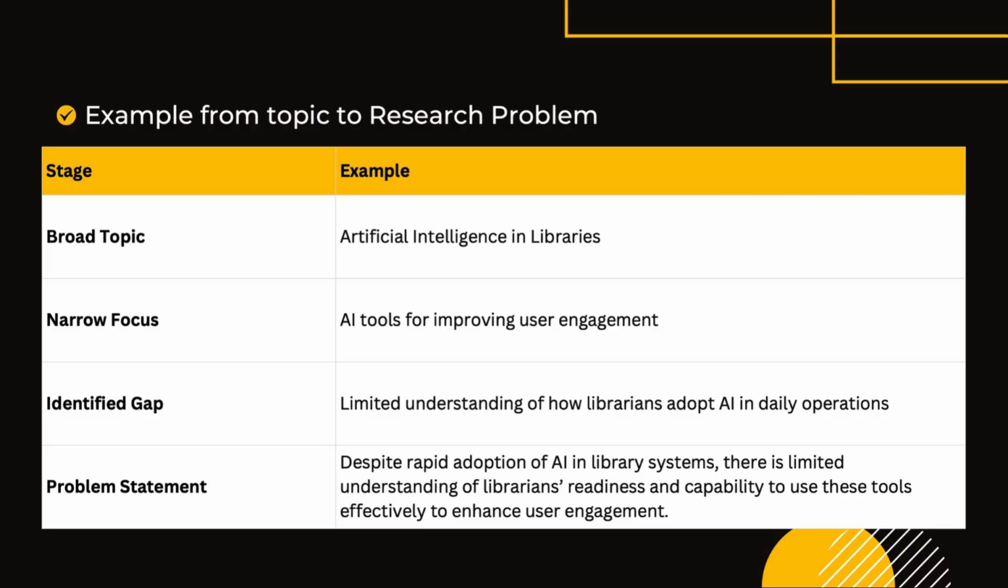Stage 4. Problem statement. Now we can form a clear and concise problem statement. For example, despite the rapid adoption of AI in library systems, there is limited understanding of librarians' readiness and capability to use these tools effectively to enhance user engagement. Notice how this statement identifies the issue, specifies who is involved, and highlights why it matters.